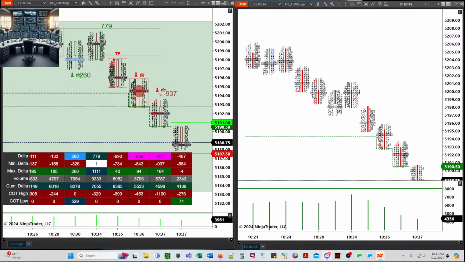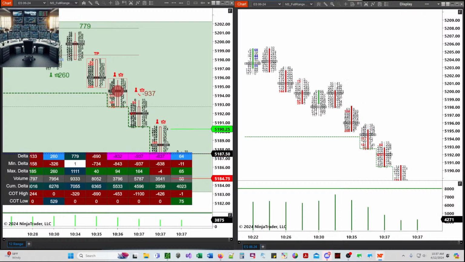Anybody new in the room? You're looking at Trade Devil's footprint on the left side. You're looking at Mike Valto's footprint on the right side. Both of these are 12 range charts.